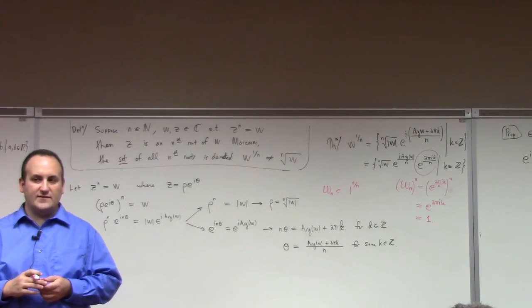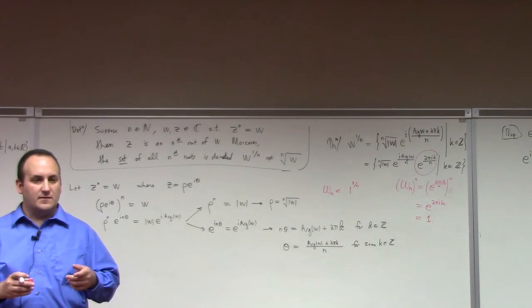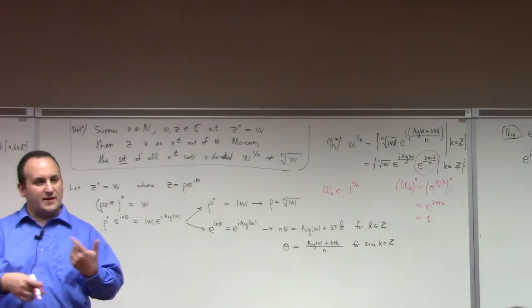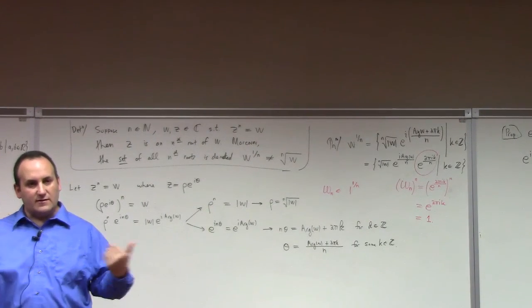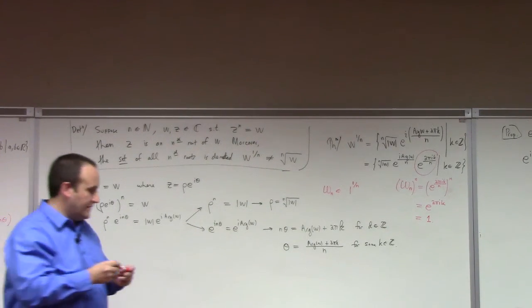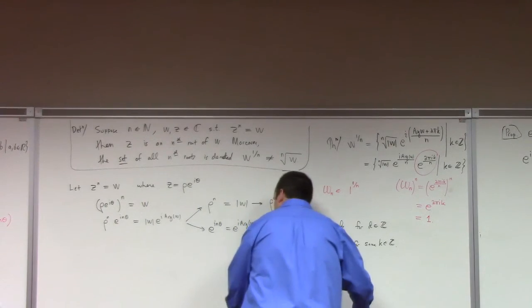So to find the set of n roots, all you've got to do is find one of them, and then you can basically multiply by these nth roots of unity to create the whole set of roots. Let me show you an example, and then we'll stop for today.